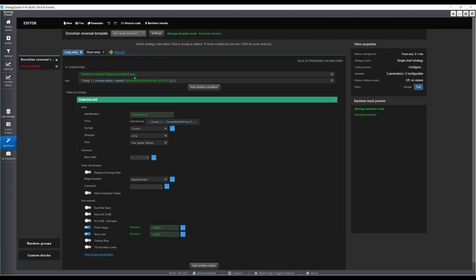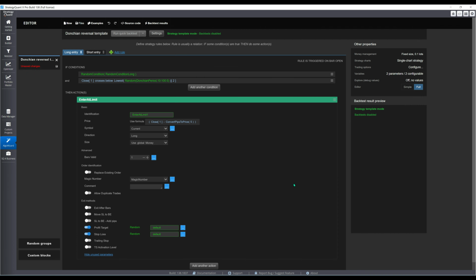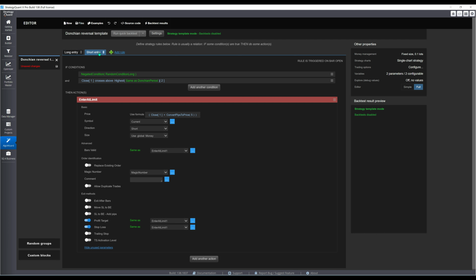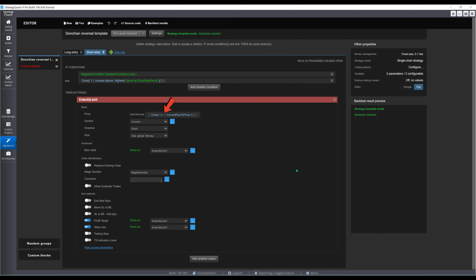I will supplement this with a randomly generated condition. The entry price for the buy limit will be the most recent close minus 5 pips, valid for 1 bar. I will only use a profit target and a stop loss for trade management, with each being optimized in the 10 to 100 pip range. Shorts are symmetrical with the close having to cross above the highest high, and a sell limit being 5 pips above the most recent close.